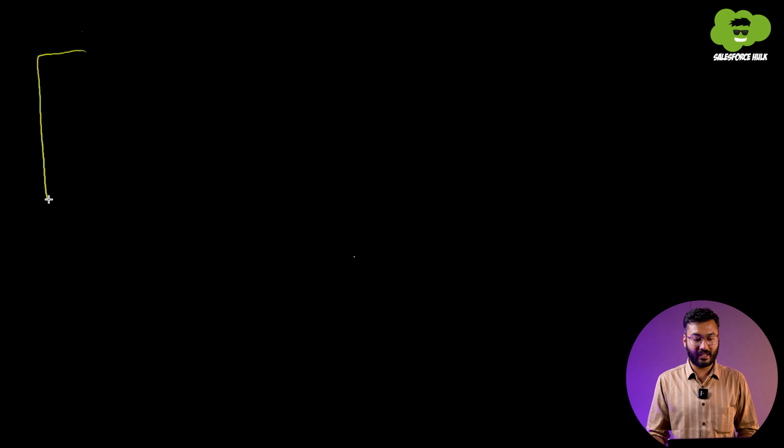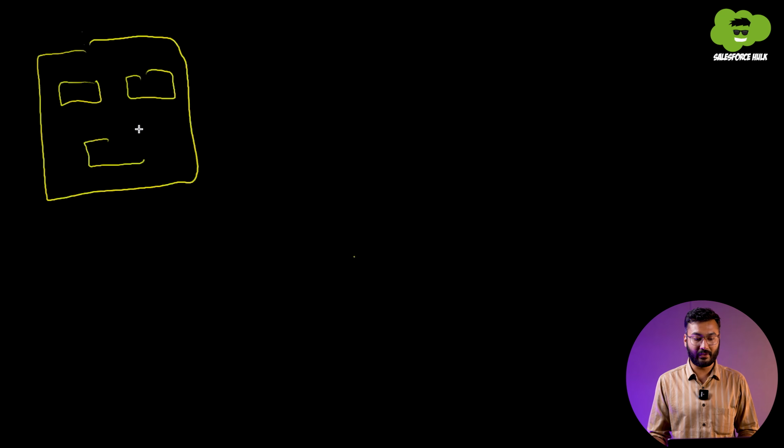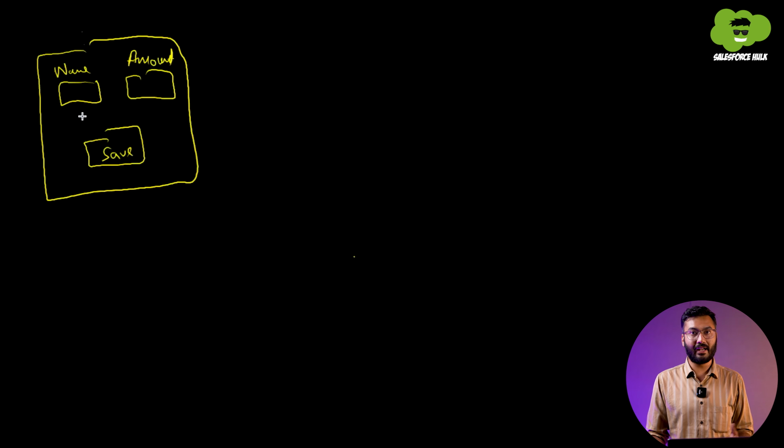Now, how we'll be achieving this requirement? We'll be achieving this requirement with the help of fast field updates in record triggered flow. So let's see here that there's a screen, and in this screen there are two fields and the save button, right? So this is the name field, let's suppose, and this is an amount field. So we'll be creating an opportunity. For example, we'll be writing the name of an opportunity, that is OPP1, and we'll be putting the amount as 80,000, right?